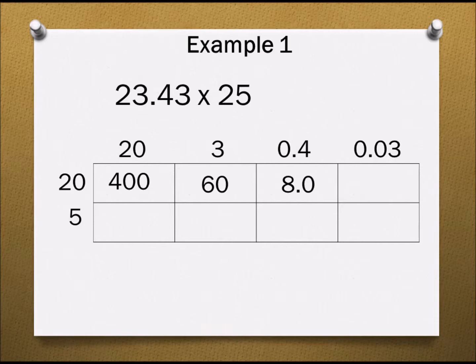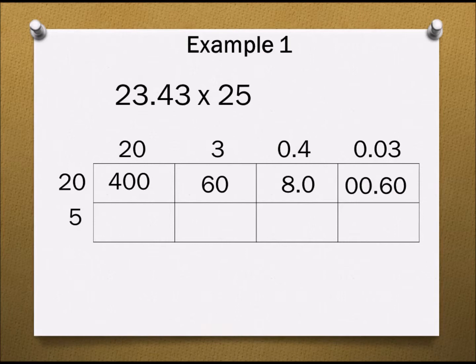Now we have 20 times 0.03. So 20 times 3 gives us 60. And then because the decimal place on the 0.03 is 2 spaces from the 3, we will have to bring 2 spaces over from the 60, giving me 0.60. Okay, let's try the second row.